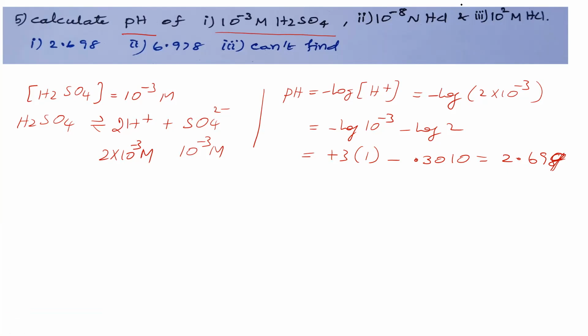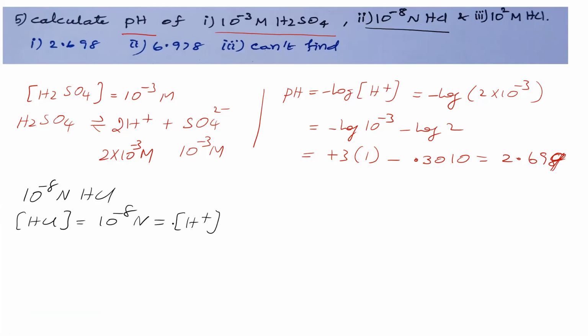In this one, the next one is 10 power minus 8 normal HCl. Now we will take 10 power minus 8 normal HCl. The concentration of HCl given is 10 to the power of minus 8 normal, which is equal to the concentration of H plus. Concentration of HCl is equal to concentration of H plus because it is a strong acid, undergoes complete ionization.